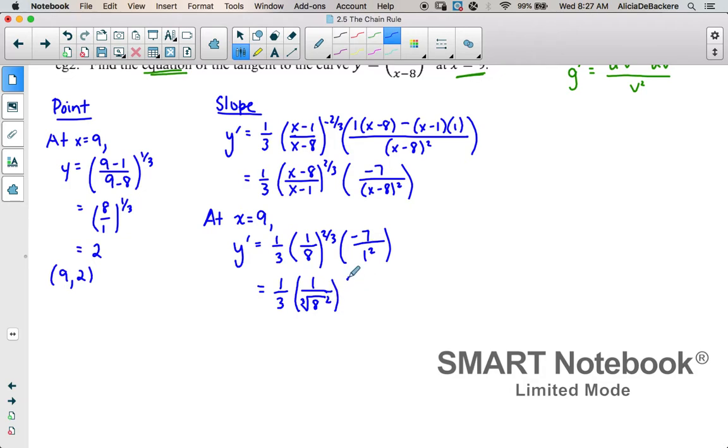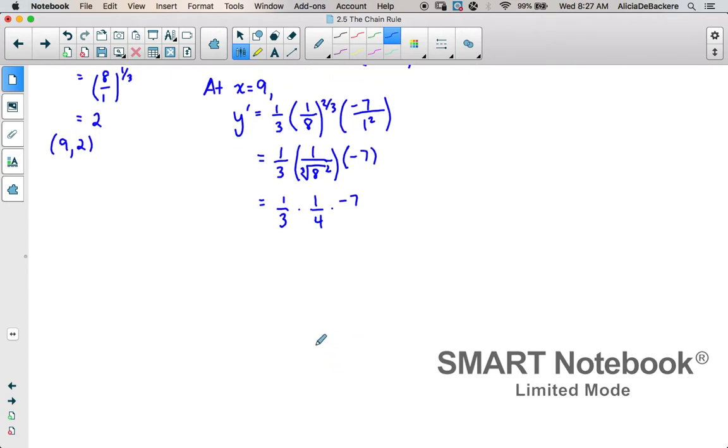And then we've just got negative 7 at the end. So the cube root of 8 is 2, and then I've got 2 squared, and so that's 4. And so all together here I've got negative 7 over 12. So that's our slope. This is our m tan. And we've got our point. We can now come up with the equation.